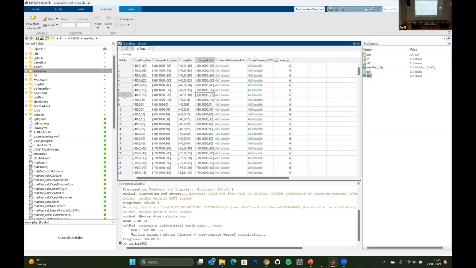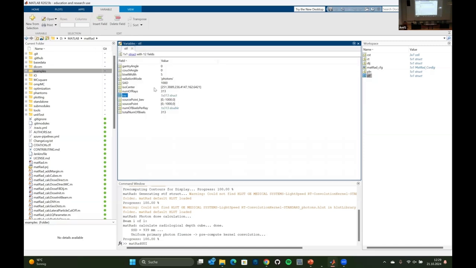If you have the standalone, you cannot look at this. That's why I'm showing it for the people who are just using the standalone now. So it kind of makes sense. The whole geometry is now generated for one beam and stored here.